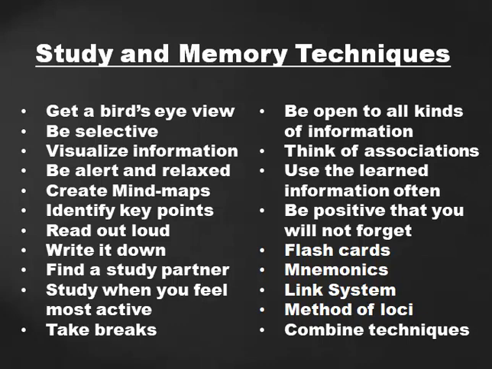Okay, next, think of associations. So if you want to recall some information and you are not able to, even after multiple times, think of something related to that. Associate that with the key ideas that you're trying to remember. That will help you remember that.